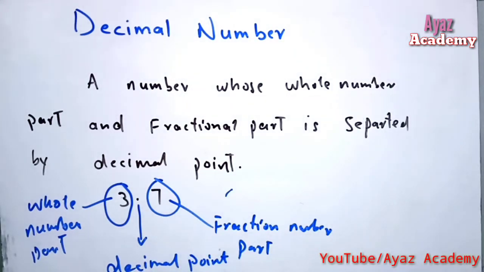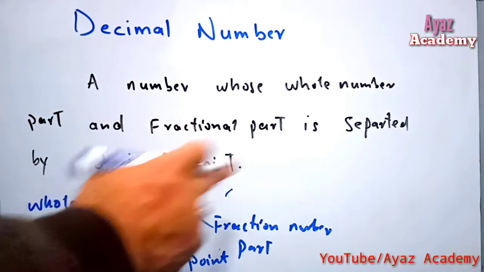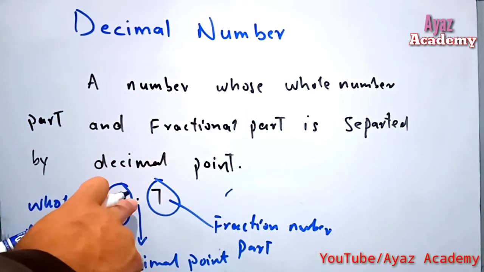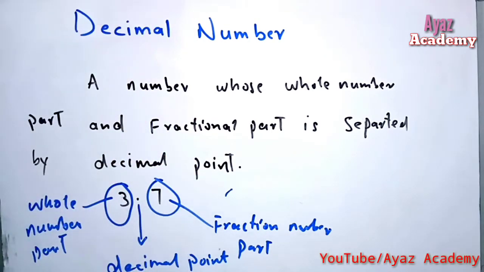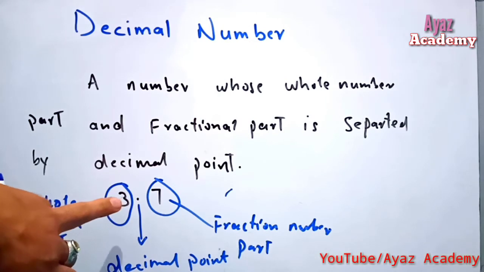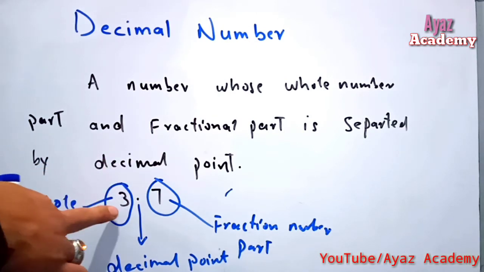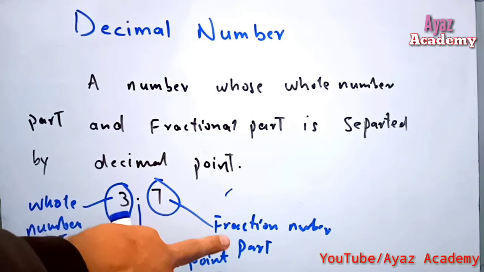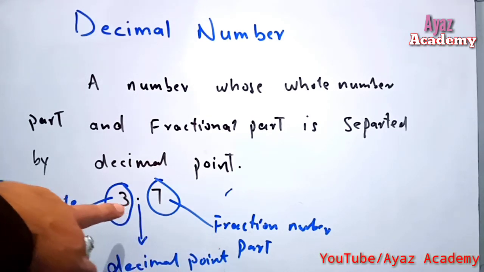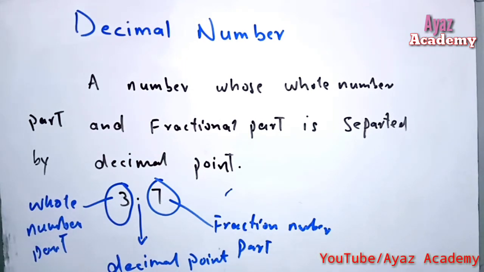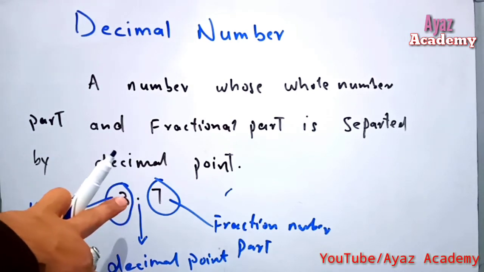So what is a decimal number? A number whose whole part and fractional part is separated by a decimal point or dot. This whole number is called a decimal number. A decimal number has two parts. One is the whole number part and the other is the fractional part, and both are separated by a dot or a decimal point. This is a simple definition of a decimal number.